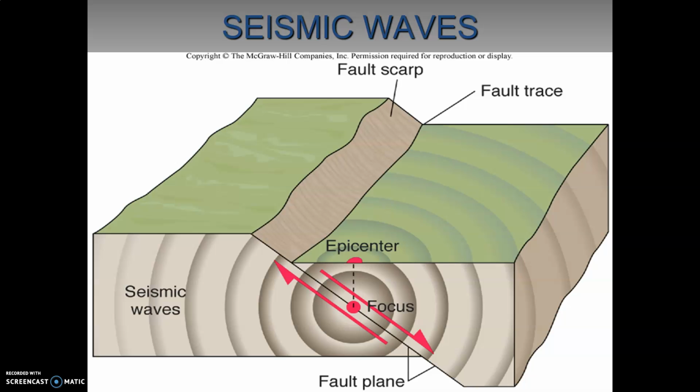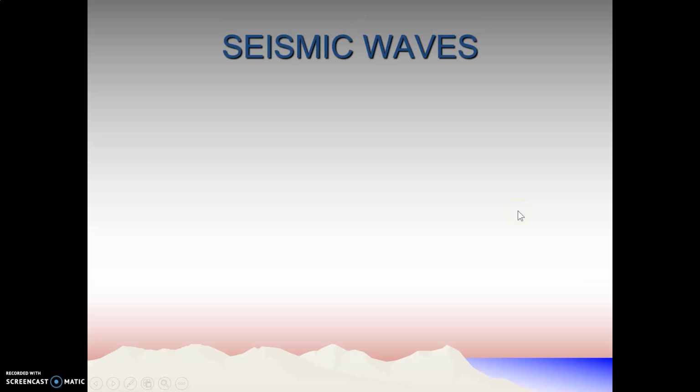And this generates seismic waves that emanate from the focus, the point of rupture, or if it's an already existing fault zone, the zone of maximum displacement along that. So you have seismic waves that move in all directions from the focus. Now quickly, the epicenter is probably a term you're more familiar with. The focus is where the seismic waves originate. It's the beginning of the earthquake. The epicenter is simply the spot on the surface of the earth directly above the focus.